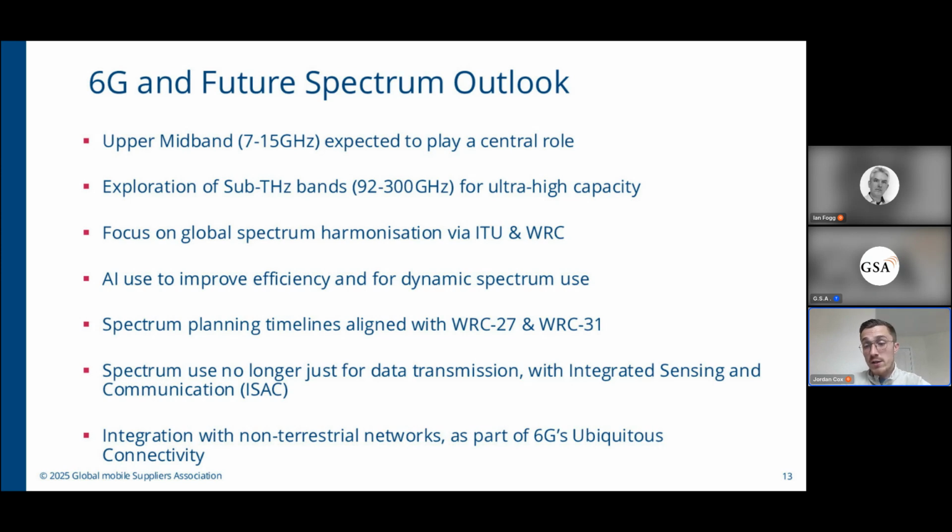It's no longer just about data transmission, and one emerging area is integrated sensing and communication, or ISAC, where networks can simultaneously support both connectivity and sensing, opening up new applications in areas like autonomous systems, environment monitoring, and smart infrastructure. And finally, 6G is expected to be built around the idea of ubiquitous connectivity, which includes seamless integration with non-terrestrial networks like satellites and high-altitude platforms. And this will help extend coverage to remote or underserved areas and create a truly global network fabric.